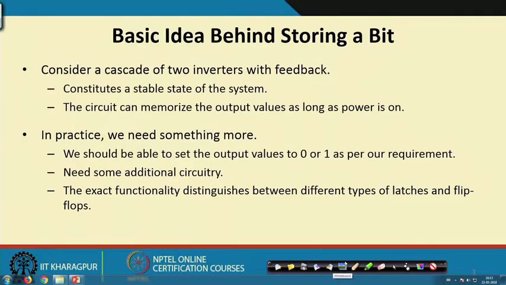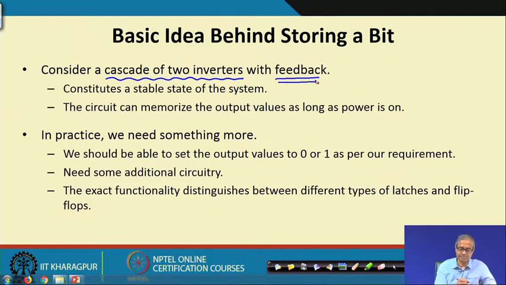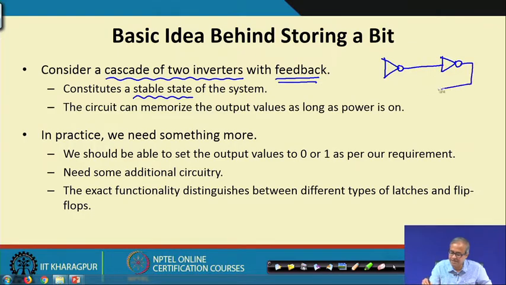Here what we are saying is that if we have a cascade of two NOT gates, NOT gate means inverters, with feedback, that will constitute the most basic form of storage system. This will constitute a stable state of the system. What do you mean by that? Let us try to see. Suppose we have an inverter like this, there is another inverter like this, two NOT gates connected in cascade with feedback.